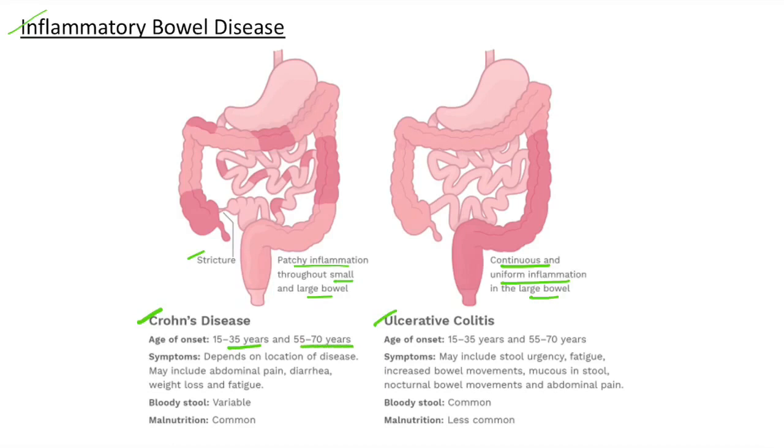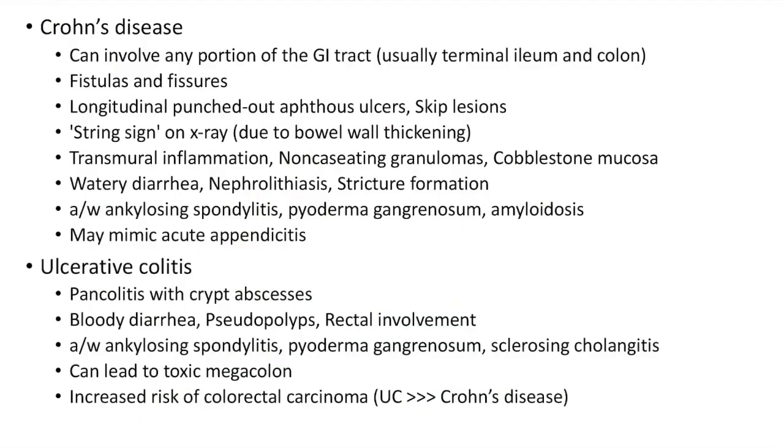In case of Crohn's disease, the symptoms depend on location of disease and the symptoms may include abdominal pain, diarrhea, weight loss and fatigue. Bloody stool is not very common in case of Crohn's disease, but malnutrition is common in Crohn's disease. In case of ulcerative colitis, the symptoms may include stool urgency, fatigue, increased bowel movements, mucus in stool, nocturnal bowel movements and abdominal pain. Bloody stool is common and malnutrition is less common in case of ulcerative colitis.